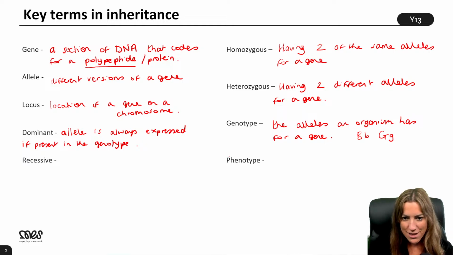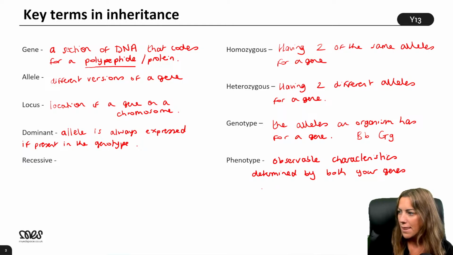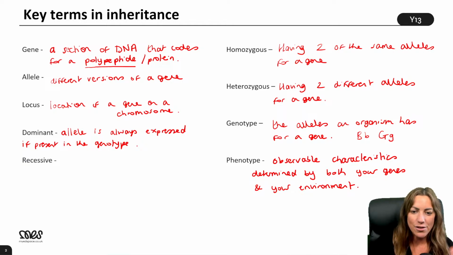Phenotype, the observable characteristic determined by both genes and environment. These are perfect definitions. How are we getting these so good? Because a lot of GCSE students would just say observable characteristics, but Jay is spot on. It's the observable characteristics determined by both your genes, or you could say your genotype, and your environment. Good. We did a little bit when we were studying mutations. Yeah, I suppose when you're doing mutations, you go back over genes and alleles and things like that.